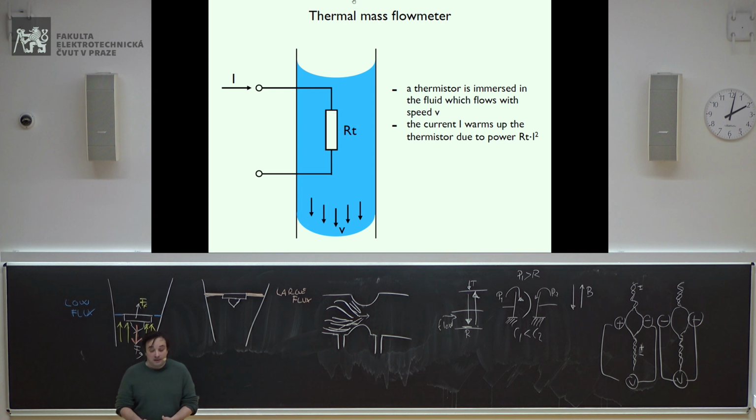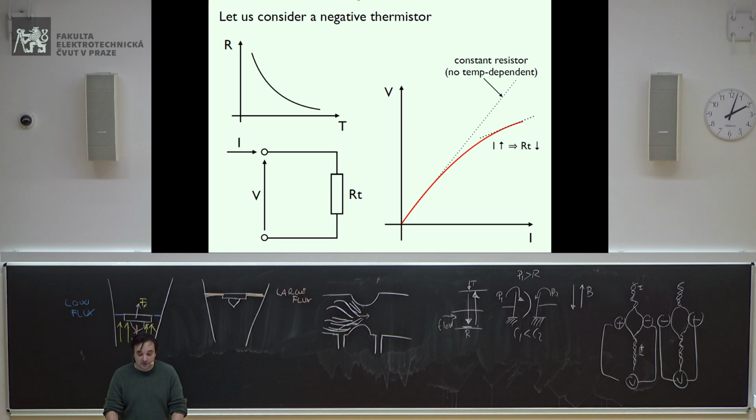If the water cools down the thermistor, the temperature decreases, and therefore also the resistance changes, sorry. Typically, you have a negative thermistor, which has a resistance which decreases if you increase the temperature.